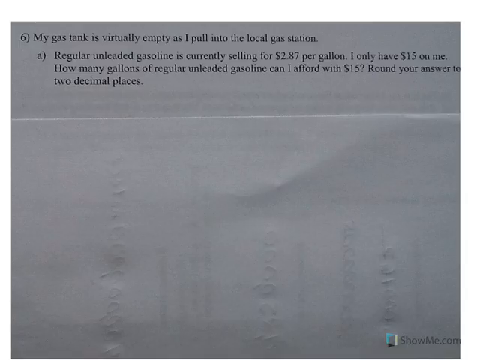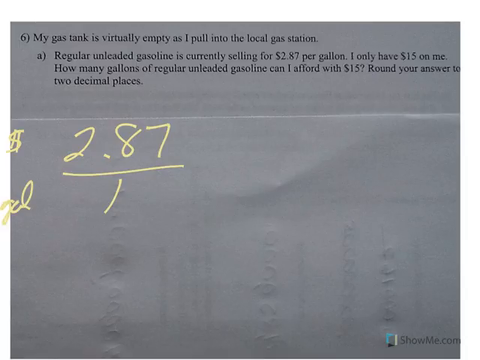Okay, number 6, last problem. It's got 3 parts. And I don't know that I set up a proportion for any of these, so let's talk through it. My gas tank is virtually empty when I pull into the gas station. Regular unleaded gas is currently selling for $2.87 per gallon. Okay, well, let's go ahead and set this up as a proportion. $2.89 is 1 gallon. So there's a ratio. I have $15 on me. How many gallons can I buy, right?